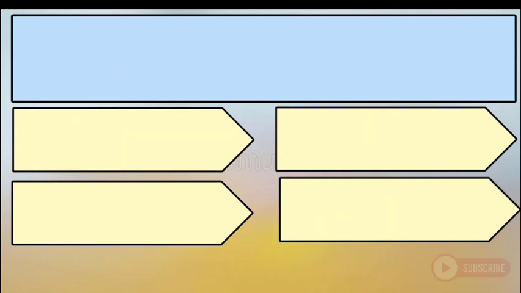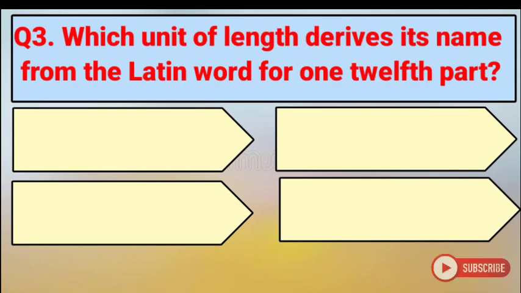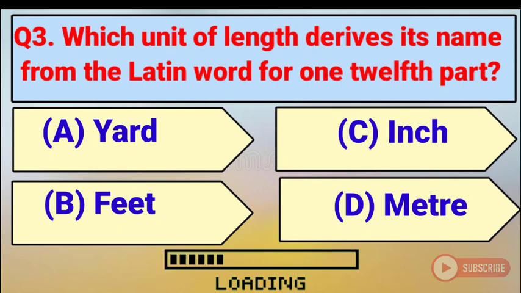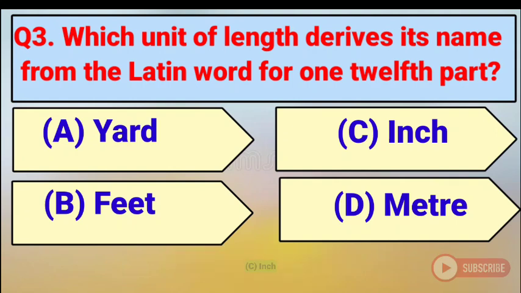Tamarind. 3. Which unit of length derives its name from the Latin word for 1/12th part? Your options: A. Yard. B. Feet. C. Inch. D. Meter. Your correct answer is C. Inch.